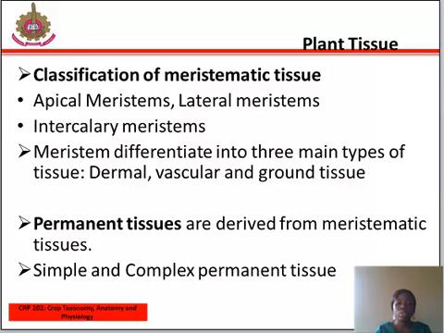The simple permanent tissues are the tissues which are similar in function and are called simple because they are composed of similar types of cells which have common origin and function. Complex permanent tissues are the tissues which are composed of two or more types of cells but contribute to a common function, and are called the complex tissue.